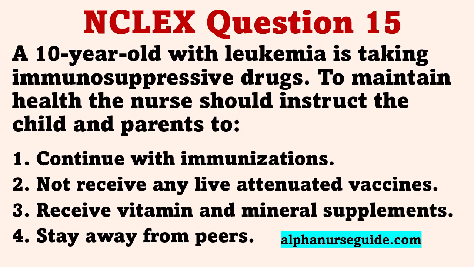The correct answer is 2. Children who are immunosuppressed should not receive any live attenuated vaccines. Clients who are immunosuppressed and are given live attenuated vaccines, such as measles, mumps, rubella, and oral polio vaccine, can develop severe forms of diseases for which they are being immunized, which can result in death.